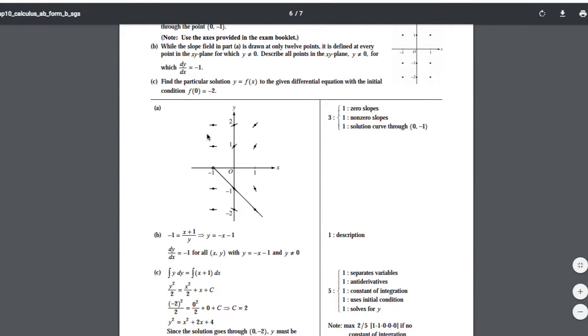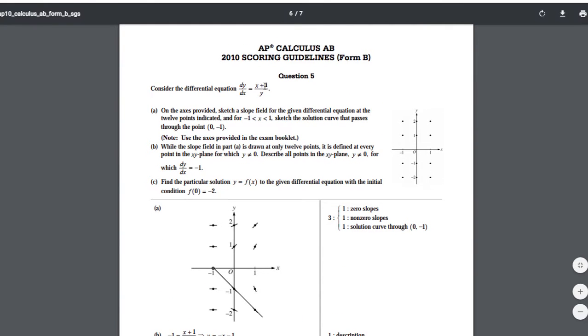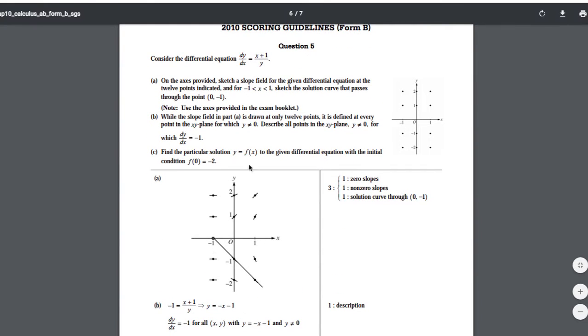You need 0 slopes for x equals -1, which makes sense because -1 plus 1 is 0. So you need those 0 slopes and all the non-zero slopes on the right-hand side. Those are the ones that are going to be a point. So this one has a slope of 1, slope of 2, slope of -2, slope of -1. This has a slope of 1/2, slope of 1, slope of -1, slope of -1/2. So if you get that left-hand side, you get 1 point. Those two on the right-hand side, you get 1 point.